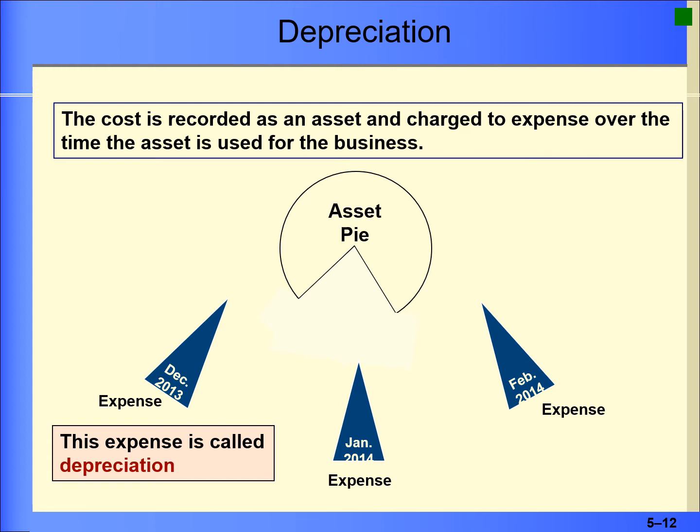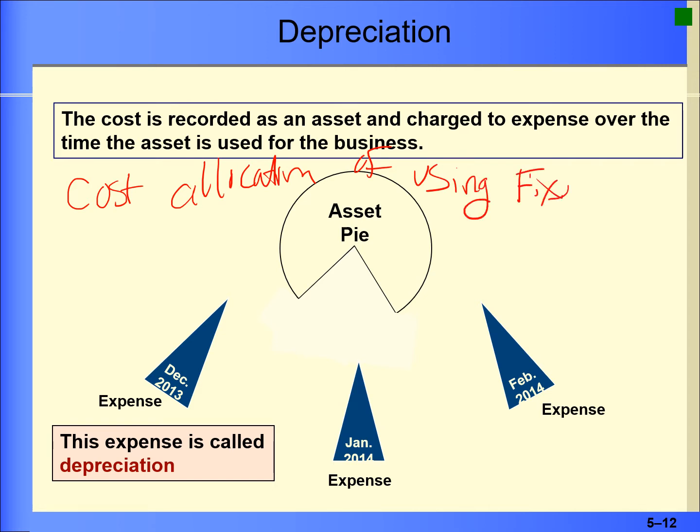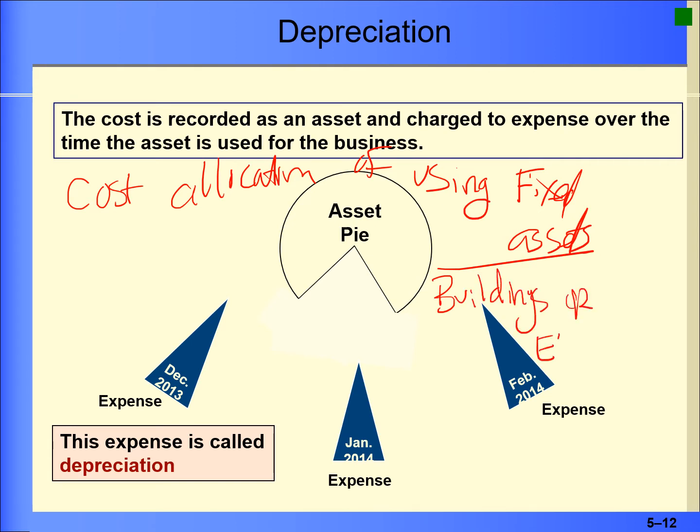Now, another type of adjusting entry you're going to see is something called depreciation. And depreciation is basically the cost allocation. I'm going to write this again. It's a cost allocation of using fixed assets. And when I talk about fixed assets, typically we're talking about buildings or equipment, stuff like that. Stuff that, assets that are typically used for more than one period.